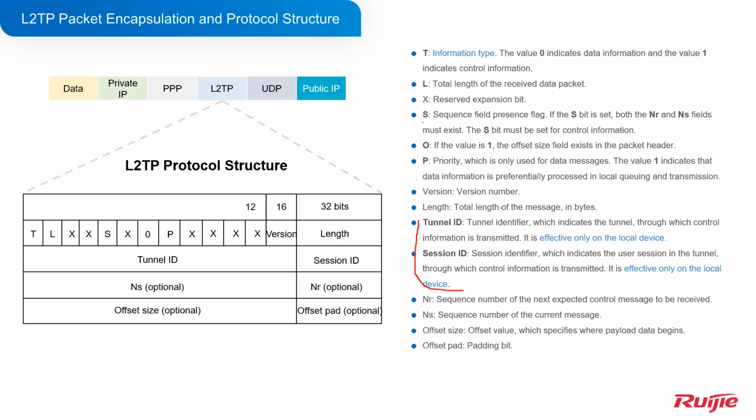The tunnel ID indicates the tunnel belonging to the control information. If we want to use the L2TP VPN, we must negotiate some parameters. And when each negotiation is successful, we will have one tunnel ID to establish with each other. And another one is the session ID. The session ID indicates the user session in the tunnel. And pay attention: what does the session ID mean?